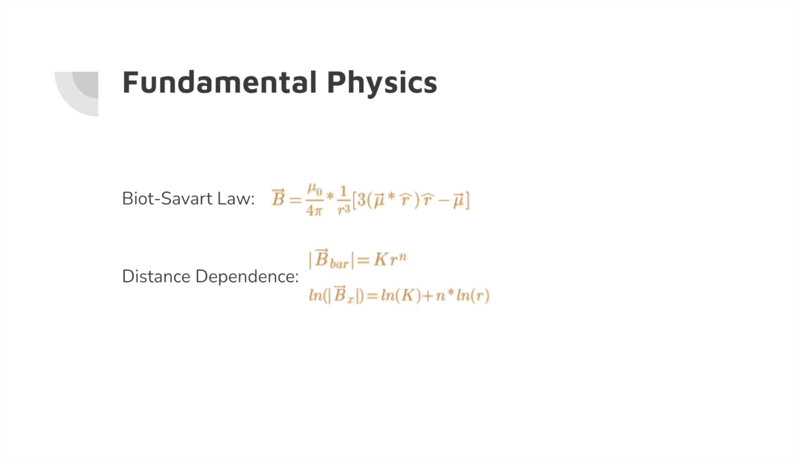The next two equations pertain to distance dependence. The first says that the magnitude of the magnetic field of the bar magnet is equivalent to k times r to the nth power. The second states that the natural log of the magnitude of a magnetic field is equal to the natural log of k plus n times the natural log of r. Throughout all of this, r refers to the distance between the magnet and the magnet sensor within the cell phone.